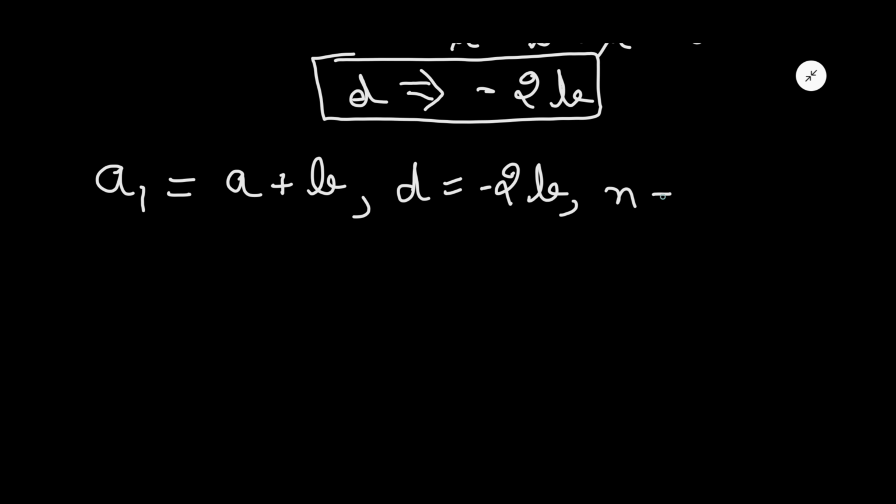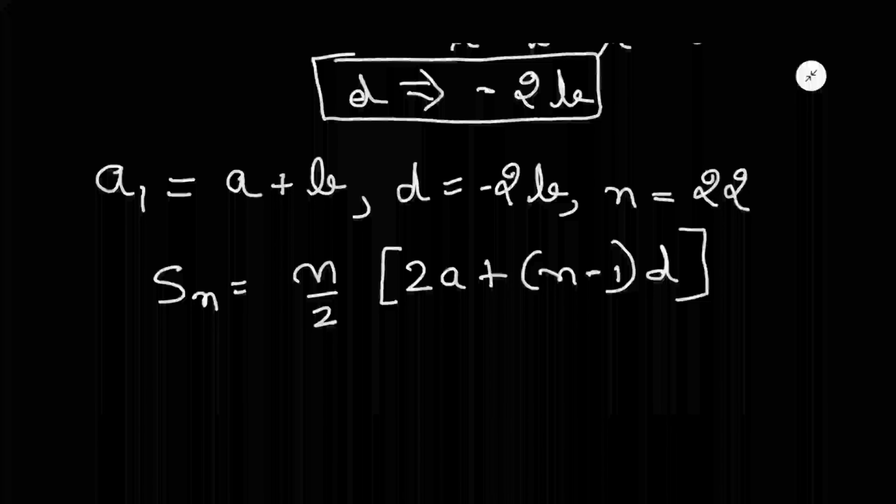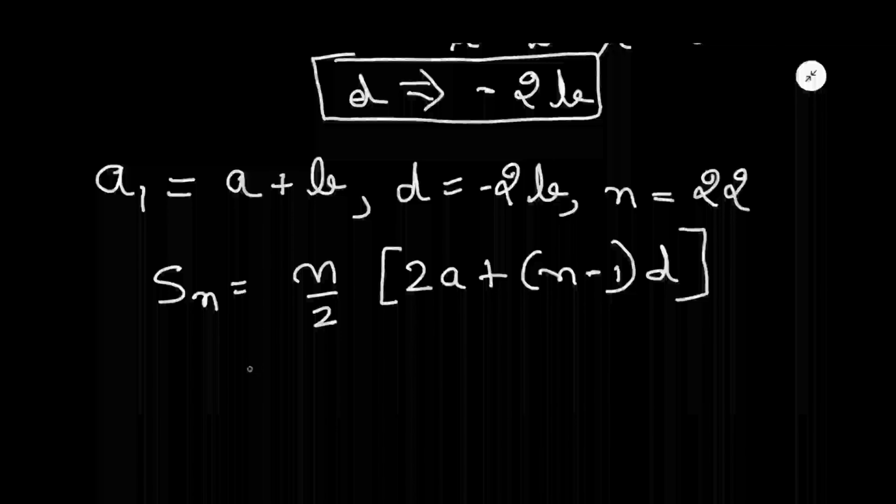The value of n is already given, which is 22. In order to find the sum of this arithmetic progression, we will use the formula n by 2 into 2a plus n minus 1 d. We can't use the other formula, which is n by 2 into a plus l, because we don't have the last term, which is also known as the nth term. So here n is equal to 22.